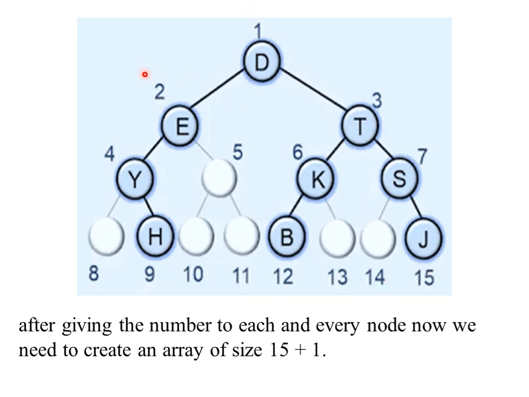Now you can observe the levels: 1, 2, 3, and 4. The level count for this complete binary tree is 4, and the depth is also 4. After giving a number to every node, now we need to create an array of size 15 plus 1.